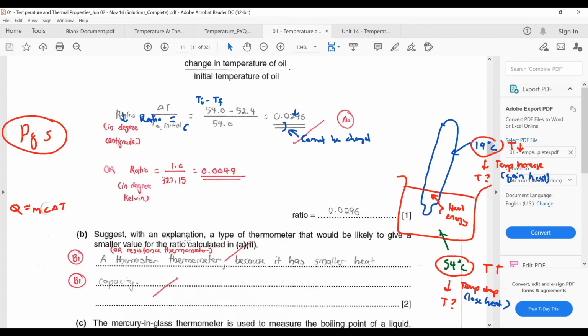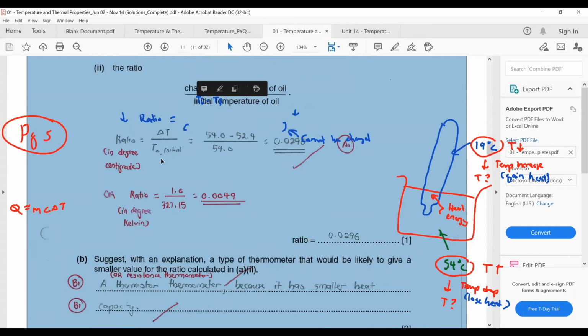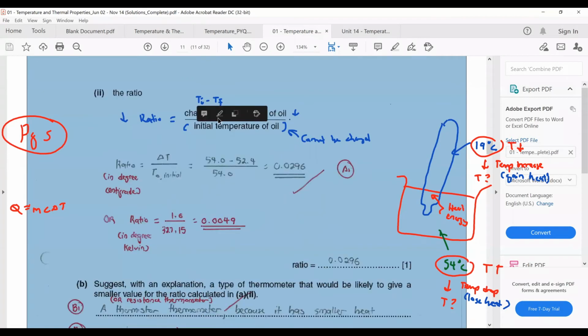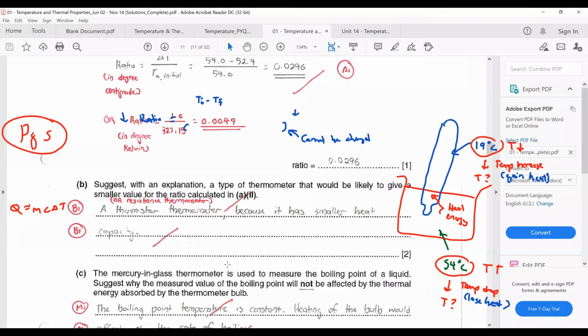So as I mentioned to you before, whatever thermometer they ask, the best one is always thermocouple. All right, no need to think so much. Thermocouple all the way. So you could just add thermocouple because it has smaller heat capacity. Small heat capacity will not draw as much heat away from your oil, so it won't cause a big temperature change. You want to have a small ratio, which means you want a small change in temperature, which means you need a small heat capacity, so you do not draw away as much heat.